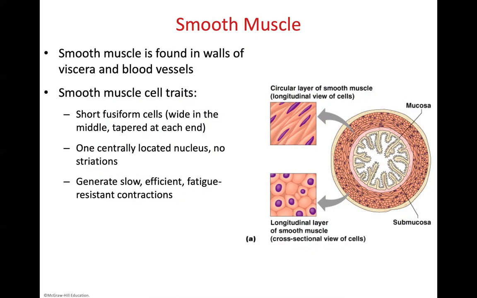And these smooth muscles are generating slow, efficient, fatigue-resistant contractions, so they don't get tired. They can process your food all day long. And on the right there is shown some of the layers of smooth muscle that are surrounding the digestive system. And we'll talk more about those different layers when we get to the digestive system. So for now, just be familiar with the overall traits of smooth muscle.